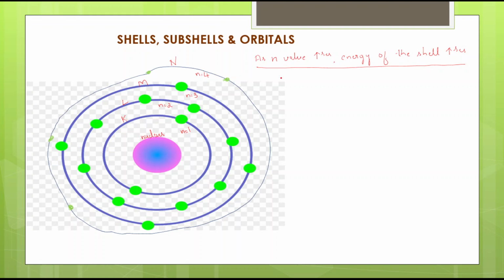So which are shells? We know K, L, M, N are shells, or we can call them orbits also, main energy levels also. So these shells are again divided into subshells.